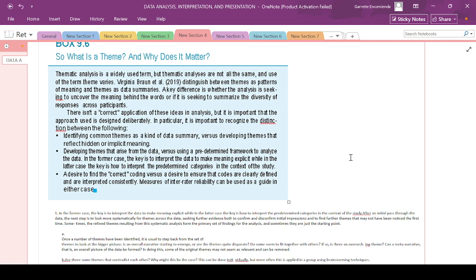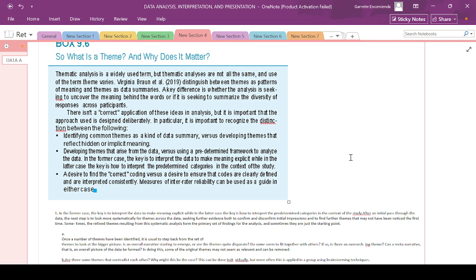So basically, a key difference is whether the analysis is seeking to uncover the meaning behind the words, or is it seeking to summarize the diversity of responses across participants, or trying to categorize or summarize. So the keywords are summarize or categorize, and then uncover. So it's like inductive or deductive.